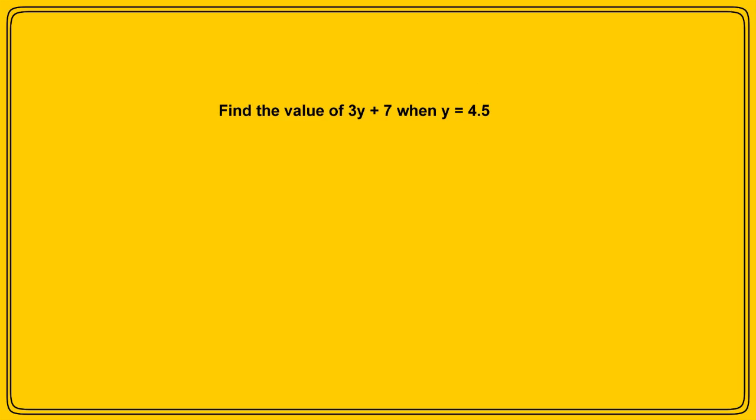Find the value of 3y + 7 when y is 4.5. Now remember that 3y means 3 multiplied by y, so this expression becomes 3 × 4.5 + 7. Remembering to do multiplications before additions, this gives 13.5 + 7, which of course is 20.5.